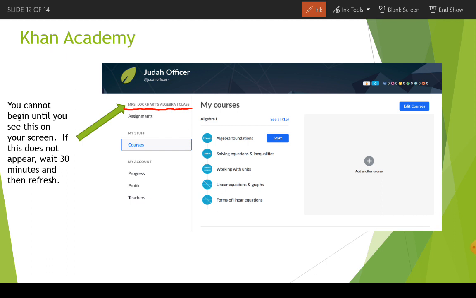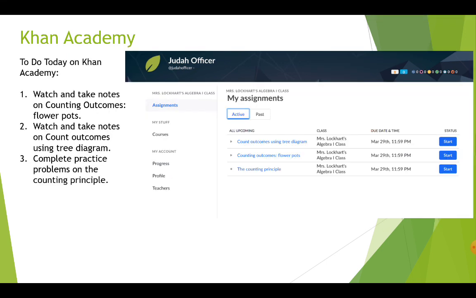And then you want to click courses. Okay, so if you're still highlighted on teachers, you need to unhighlight that and click on courses. And when you do that, you should see Mrs. Lockhart's Algebra 1 class pop up. Okay. From there, you want to click on assignments. Okay, and this is where we can get started for today.